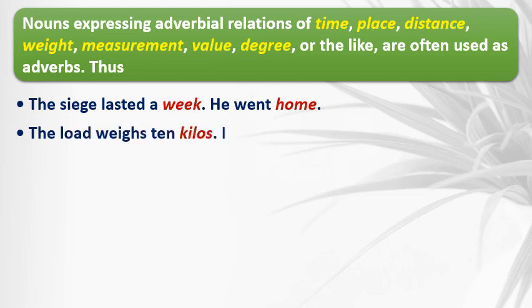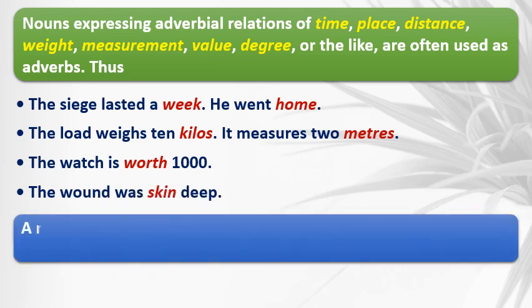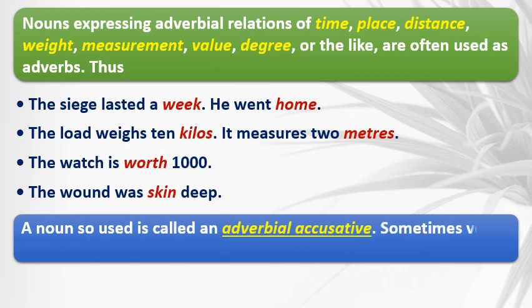The load weighs 10 kilos. It measures 2 meters. The watch is worth rupees 1000. The wound was skin deep. So, a noun so used is an adverbial accusative. Accusative means denoting a case of a noun, pronoun or adjective in some languages. It means to show the direct object of a verb.